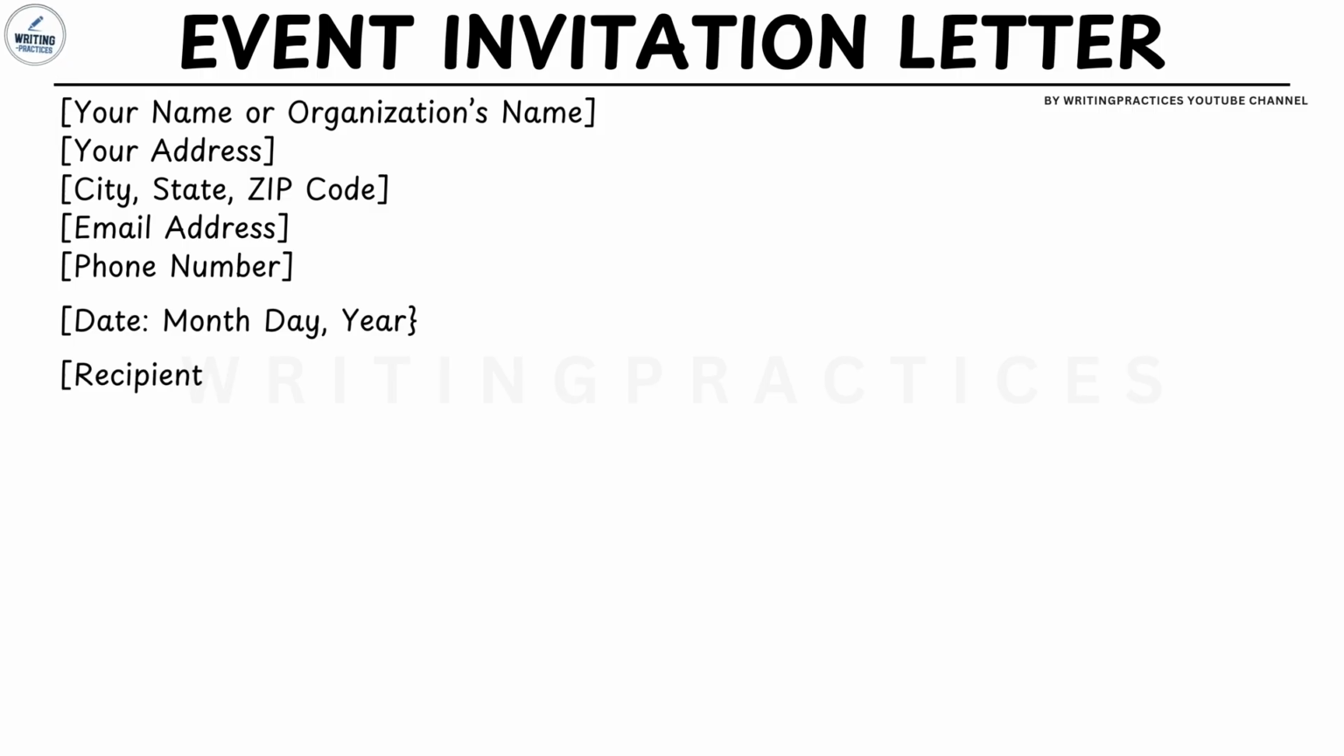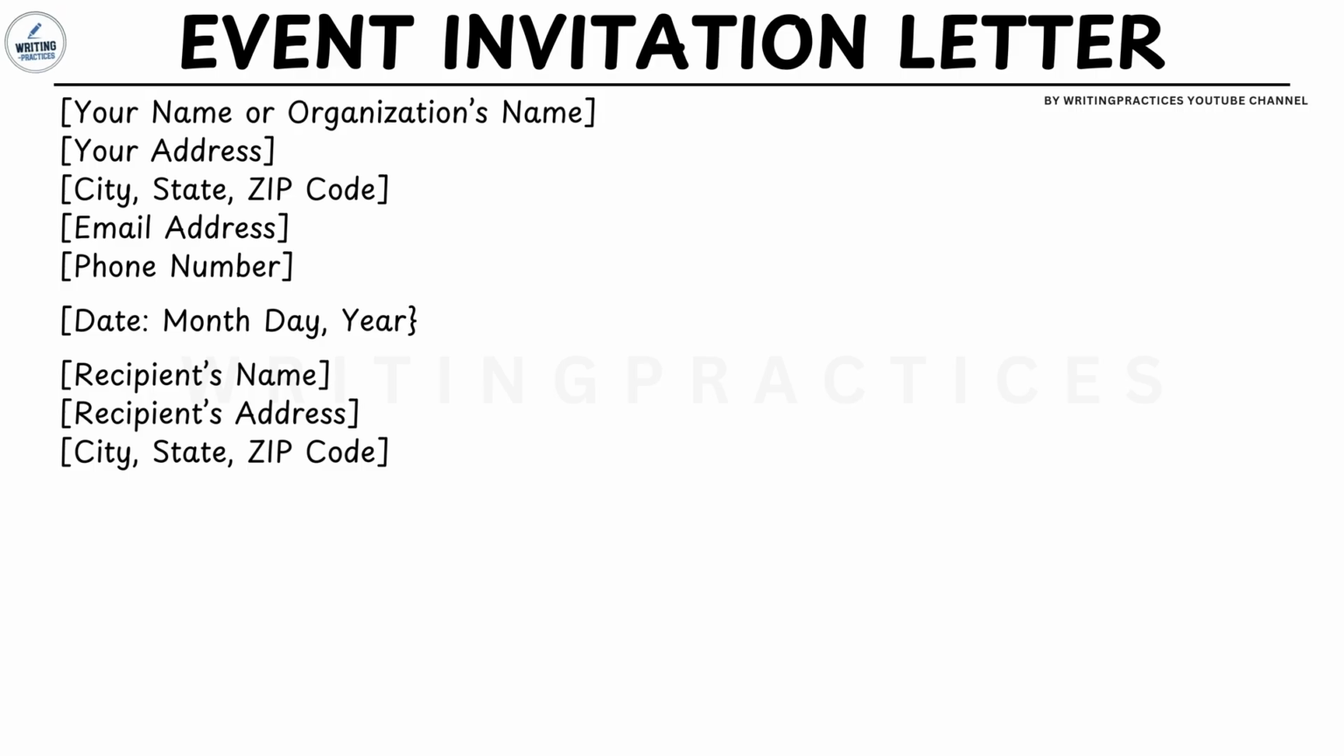Recipient's information. After the date, include the recipient's details, their name and address. This is essential for personalization and ensures the invitation feels directed specifically at them. The template shows this clearly: recipient's name, recipient's address, city, state, zip code. This section reminds the recipient that the letter is intended for them and adds a touch of courtesy.